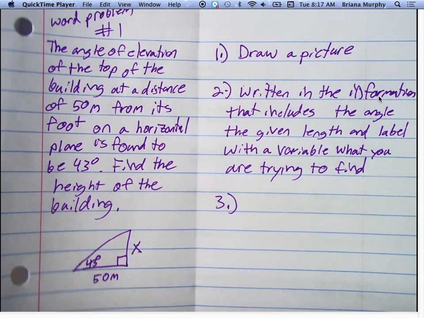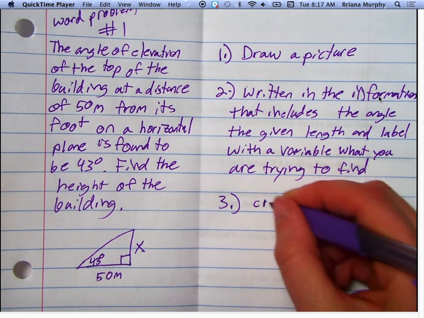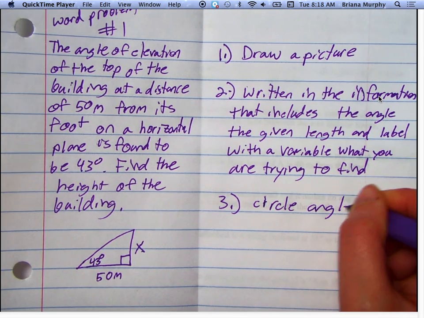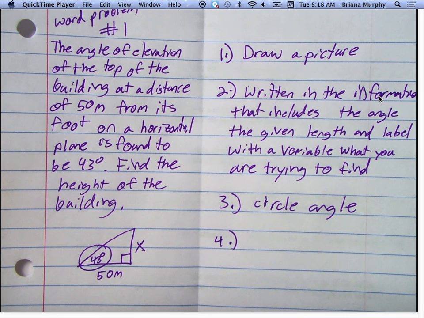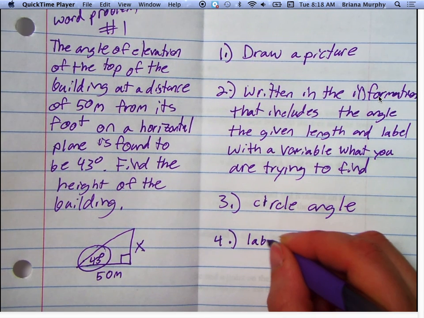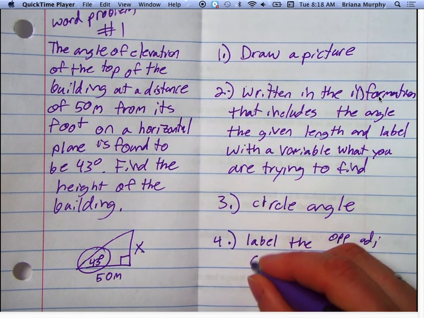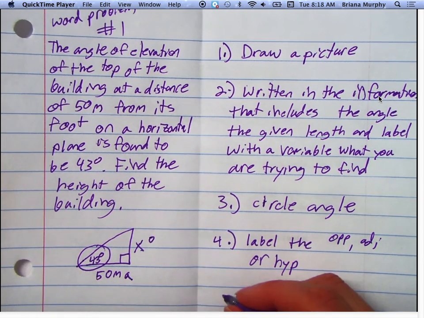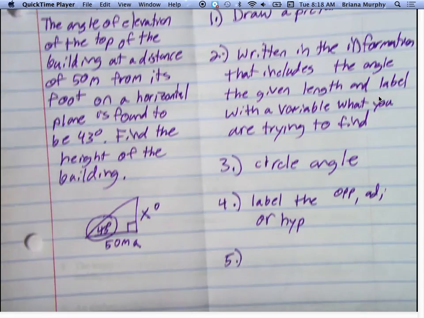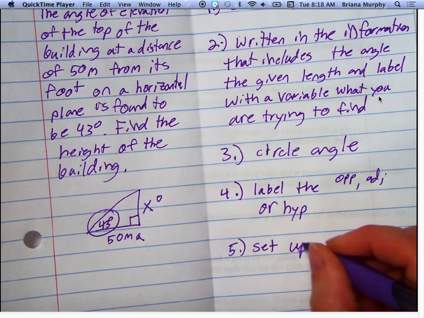Could we use what we used before? So should I start with circling the angle? What came after circling the angle? We are going to now label the sides opposite, adjacent, or hypotenuse. Okay, so this might be your opposite, this is your adjacent. And now, step 5 is going to be set up the problem. Oh, nope, I forgot one. What did I forget?